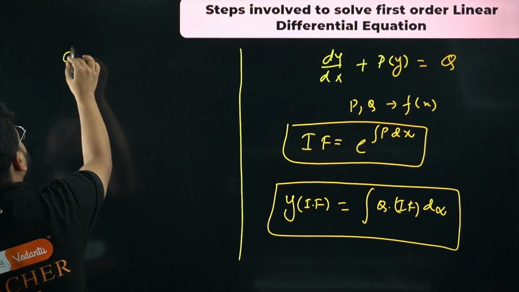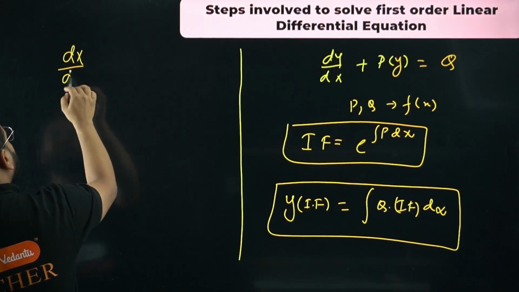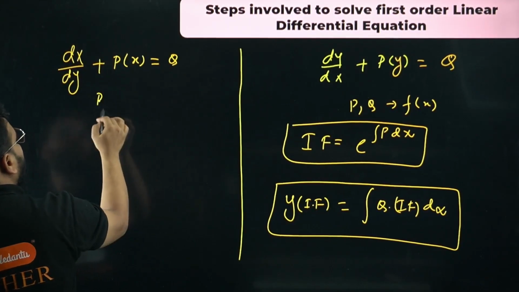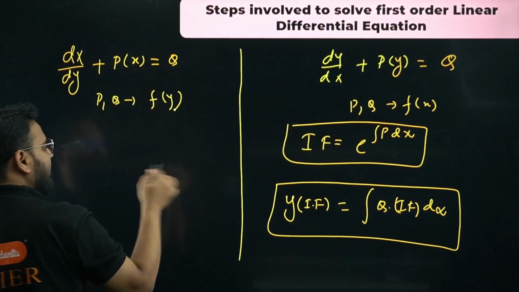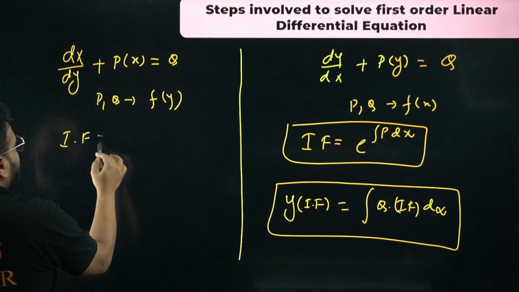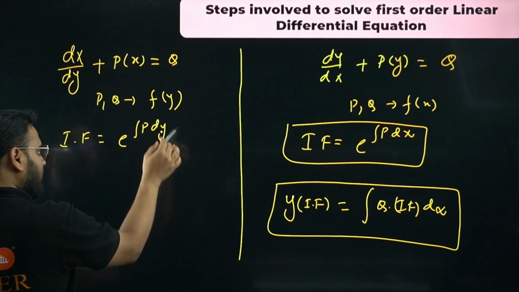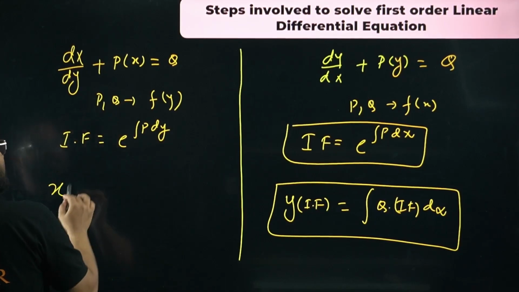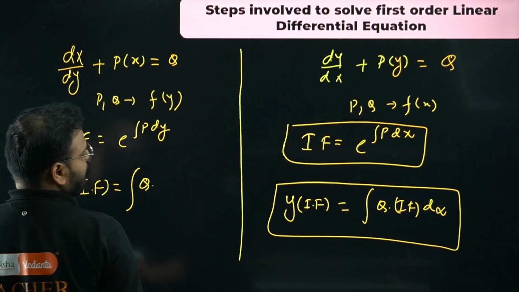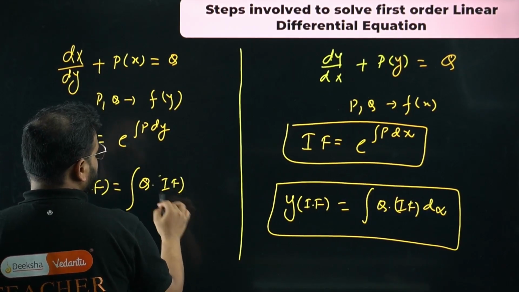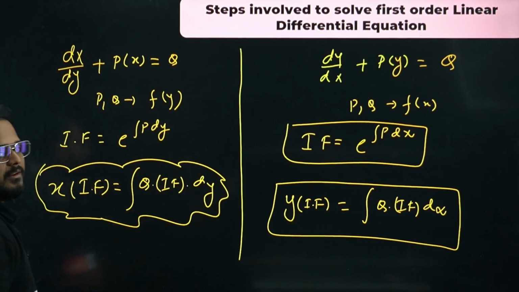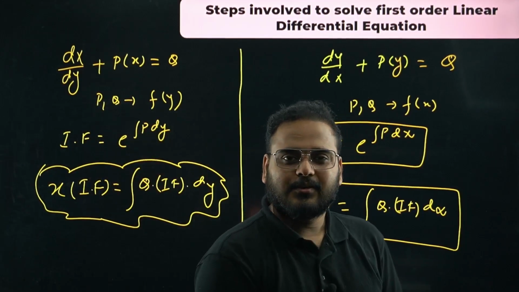Next form, bacha, is this. When x is the dependent variable and y is independent, everything will remain the same, it will become dx by dy plus px equals q, where p comma q will be functions of y. Just the function will be of y everywhere, okay? So the IF will remain as it is: e power p dy will come over here, and the final answer will look like this: x times the IF equals the integral of q times the IF, of course times dy, bacha. This is going to be your final answer. Please check. Clear? Not difficult at all, right?